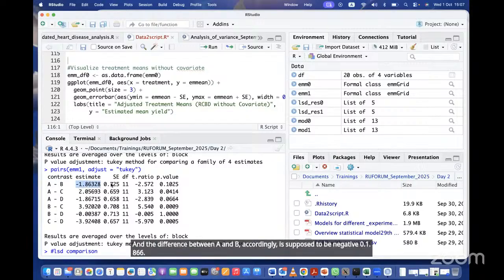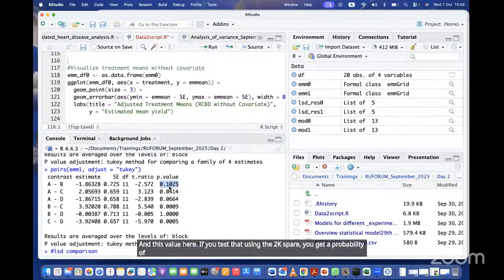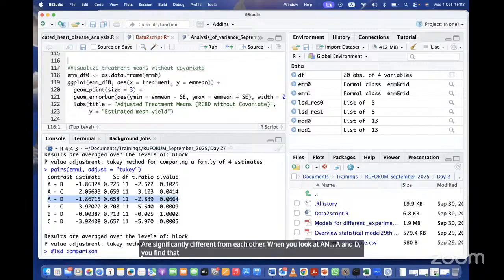1.866. And this value here, if you test that using the two-case pair, you get a probability of 0.10, which means if our significance level is 5%, that means these two pairs are not significantly different. But when you come to this pair, you can see that our probability here is 0.04, which is less than 0.05. So in that case, we are going to care that A and C are significantly different from each other. When you look at A and D, you find that they are not significant.